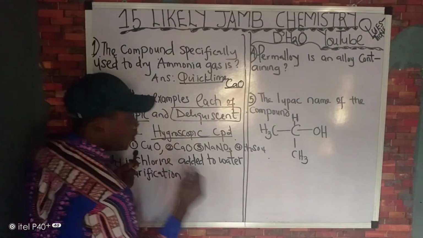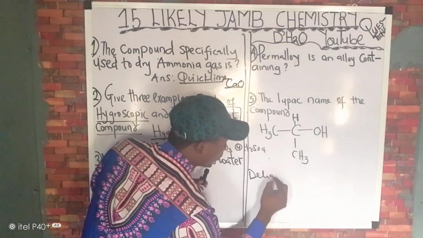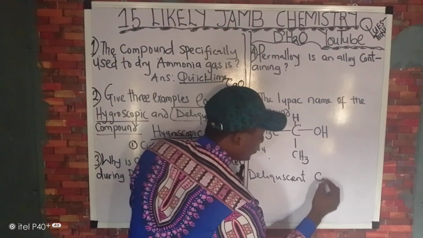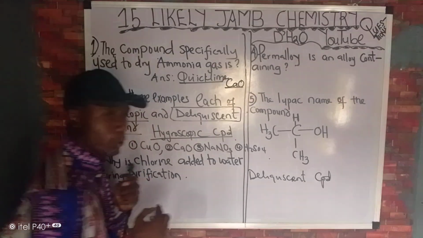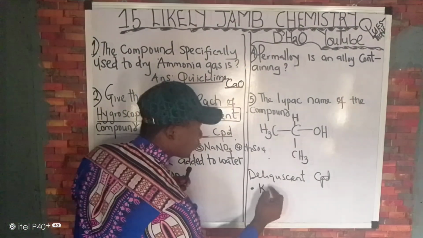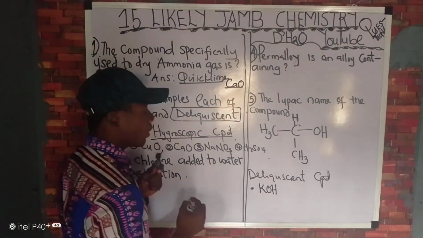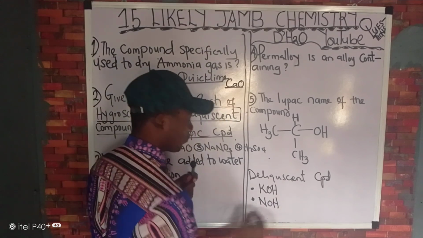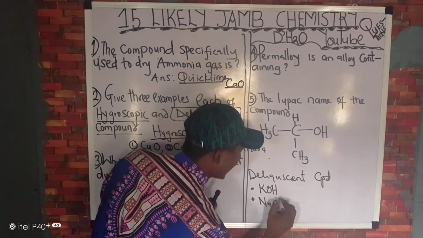Now let me give you examples of deliquescent compound. What are the examples of deliquescent compound? Number 1 example of deliquescent compound is your potassium hydroxide. Another example is your what? Sodium hydroxide. Your sodium hydroxide.